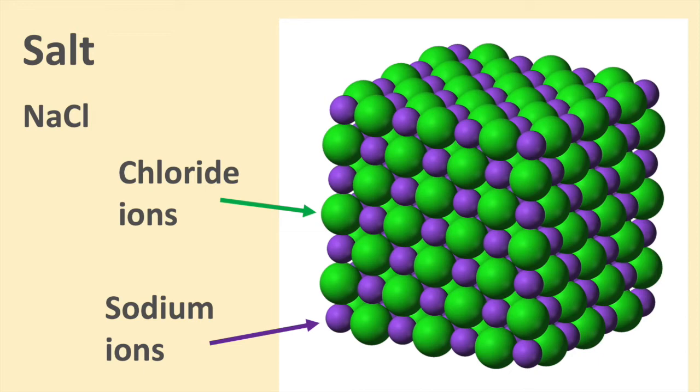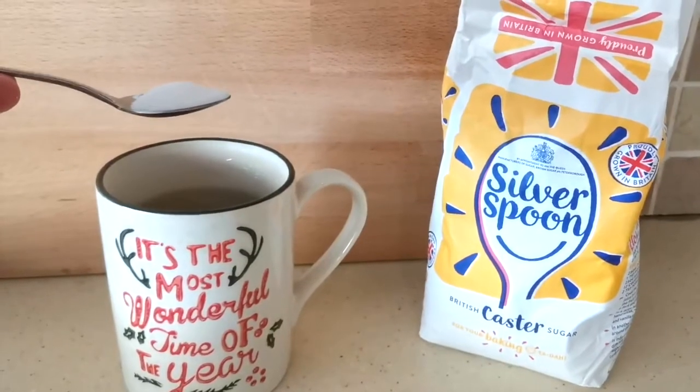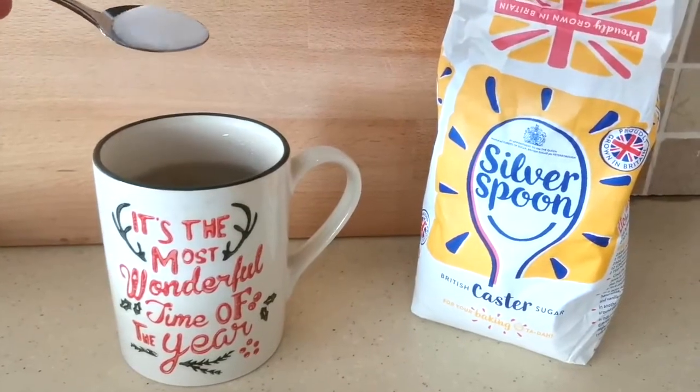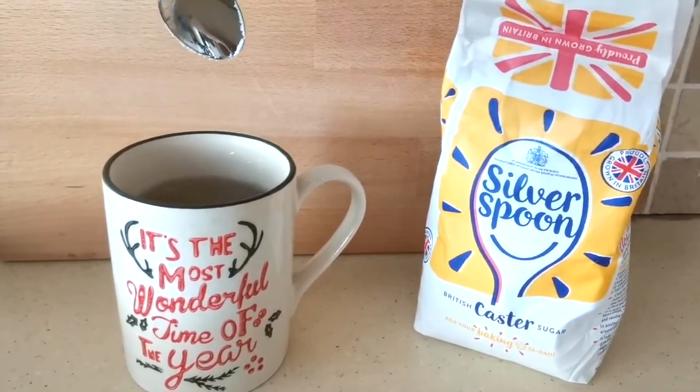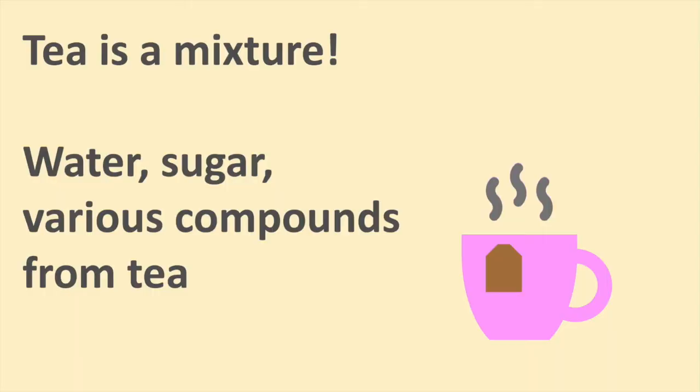What about if we have a cup of tea and we put a spoonful of sugar in this tea? Is this a compound or a mixture? This is actually a mixture because it has quite a few different components. This cup of tea has some compounds from the tea bag, it's got water, and it's got sugar. This means that our tea is a mixture.